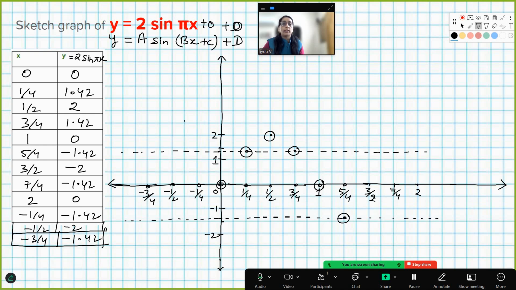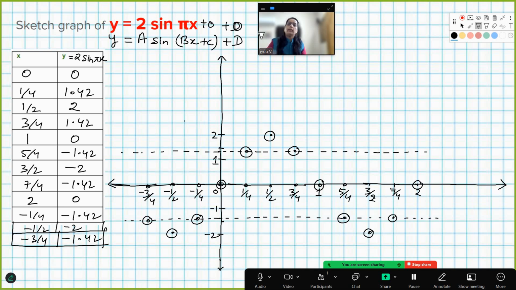3 upon 2 and negative 2. So this is that point. Very beautiful graph is coming. 7 by 4 and negative 1.42. It's traveling in this way. That is it. And 2 and 0. This completes one cycle. Though the other part also we have taken the coordinates. So I'm taking that. This is that point. And negative half and negative 2, so it goes a little bit below that, and then it starts rising.